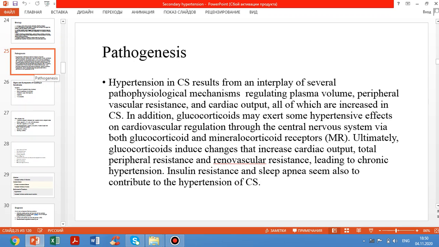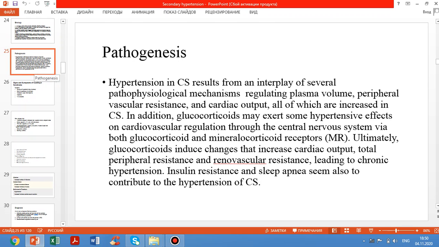Pathogenesis. Hypertension in Cushing syndrome results from an interplay of several pathophysiological mechanisms regulating plasma volume, peripheral vascular resistance, and cardiac output, all of which are increased in Cushing syndrome.